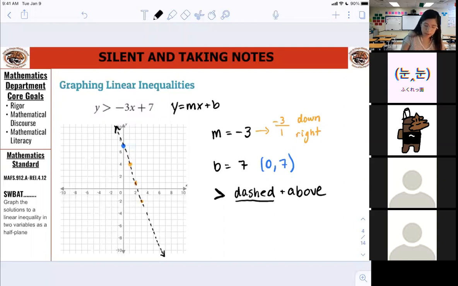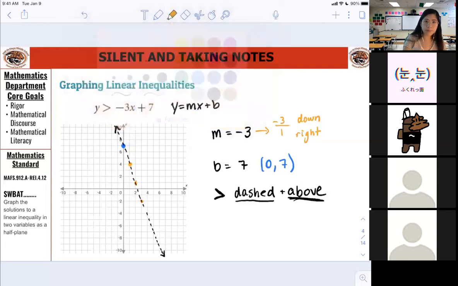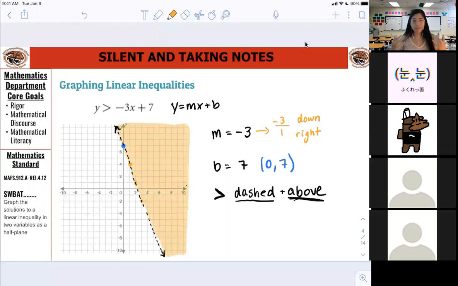And then my final step is to shade above the graph. So if I'm shading above, is that on the right side of the line or on the left side of the line? Right side. The right side, exactly. So I'm going to go ahead and shade this. So everything above the line, and notice I'm shading all the way to the corners. Everything gets shaded. And I'm done. Okay, that is my final graph.